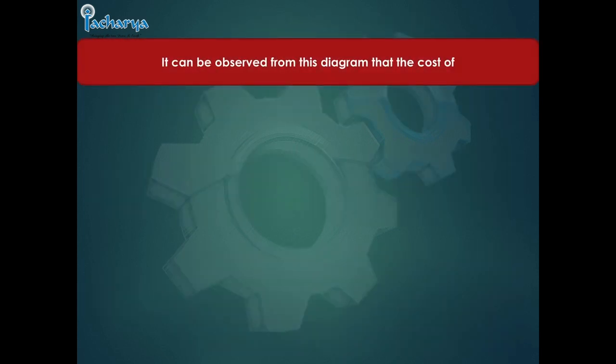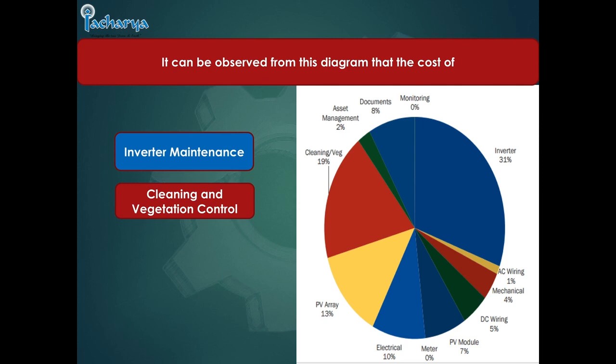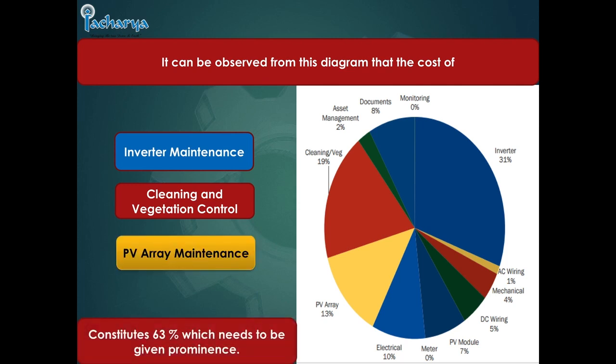It can be observed from this diagram that the cost of inverter maintenance, cleaning and vegetation control, PV array maintenance constitutes 63%, which needs to be given prominence.